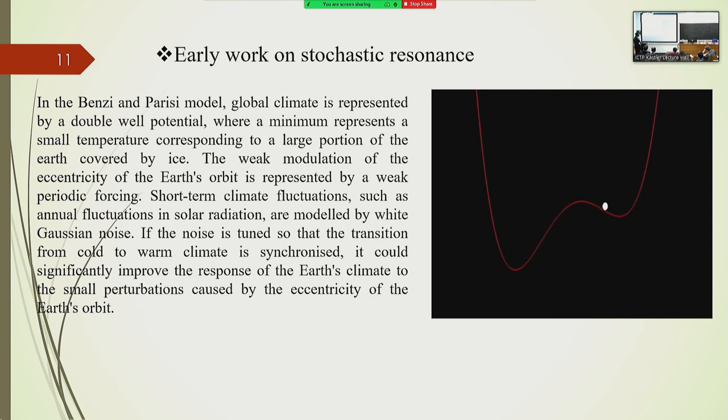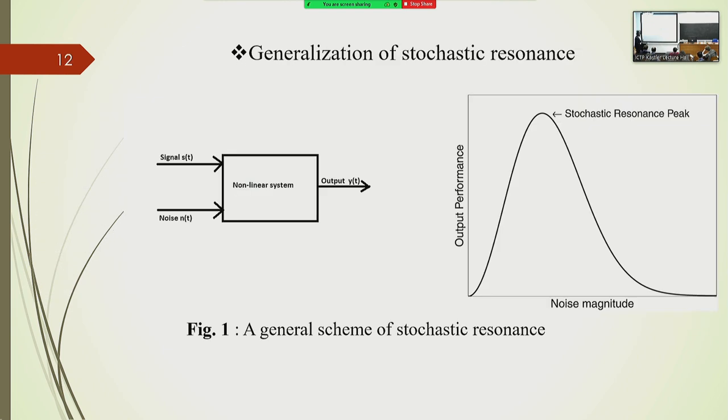stochastic resonance has found many applications in many fields, such as economics, electronics, or biology. Here we have a general scheme of stochastic resonance. To have stochastic resonance at the output of the system, the system must be nonlinear. At the input of the system, you must have a weak signal and noise. We observe the output performance, and we talk about stochastic resonance when the output performance shows the stochastic resonance peak at a critical noise intensity.